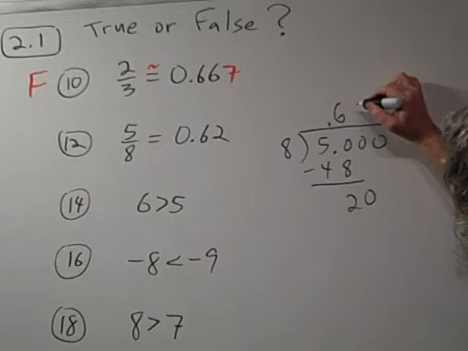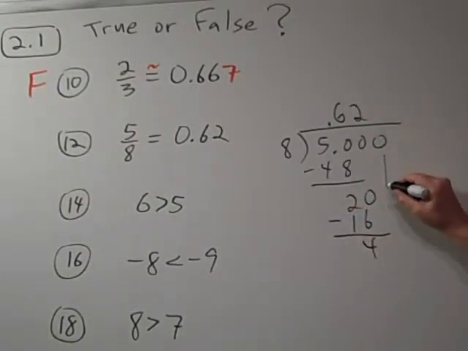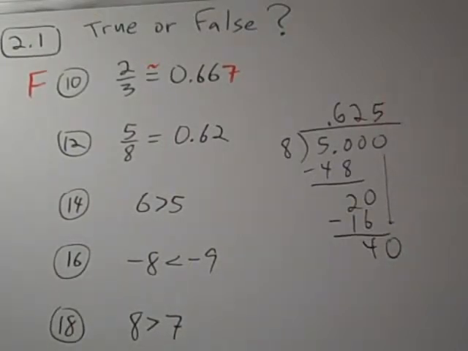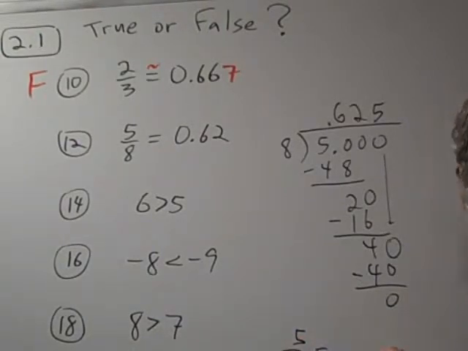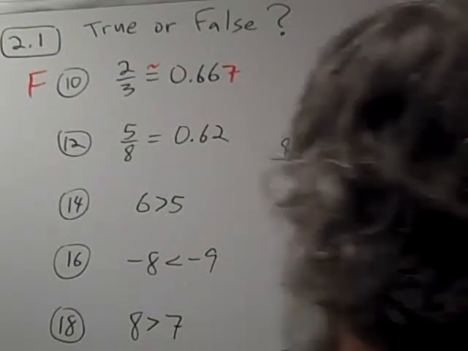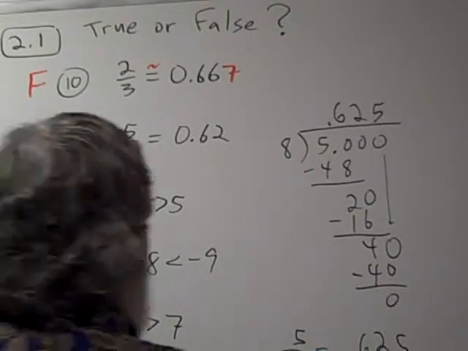8 goes into 20 twice. 2 times 8 is 16. Remainder of 4. Then we bring down another 0. And 8 goes into 40 5 times. 8 times 5 is 40. Remainder of 0. So this tells us that 5/8 is equal to exactly 0.625. Not just 0.62. So once again, we have a false. 5/8 does not equal 0.62. It equals 0.625.